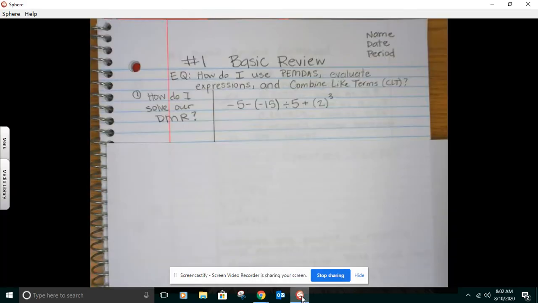Right, this is our first notes. So I'm going to show this during our Google Meet. If you haven't written this down yet, pause and just copy everything. This is how I want your notes to be set up.